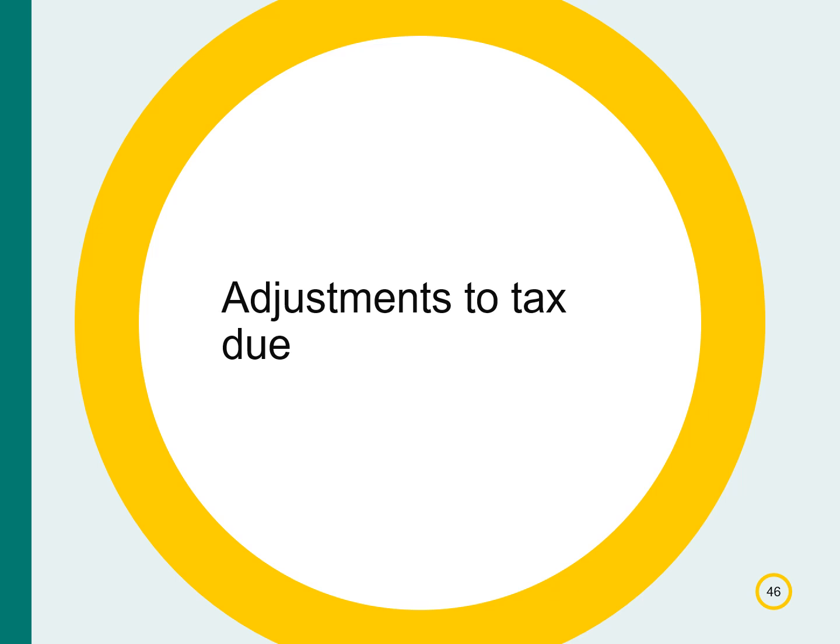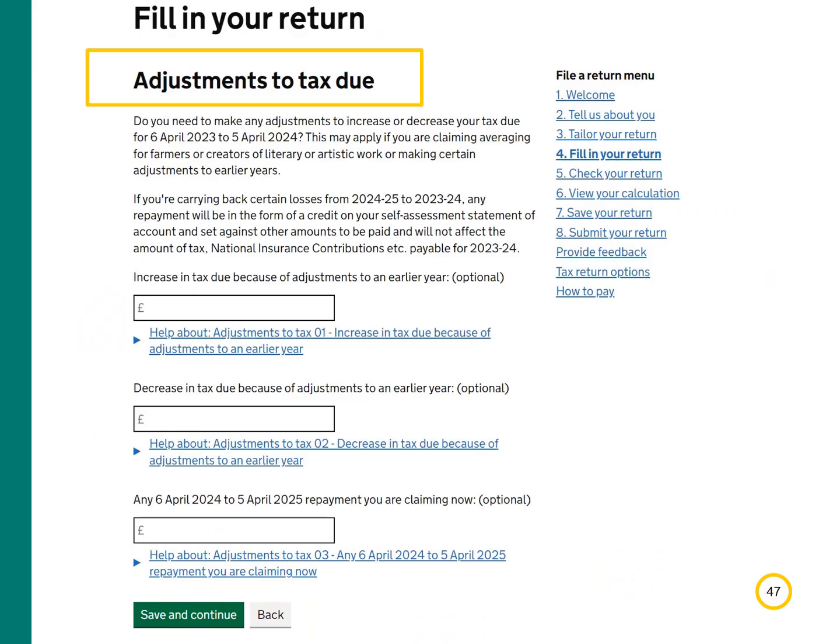Next, we ask you about adjustments to increase or decrease the tax due for the tax year 2023 to 2024. This is the Adjustments to Tax Due page. There are 3 questions on this page. Many people will leave this page blank, as entries in this section are only made in limited circumstances.